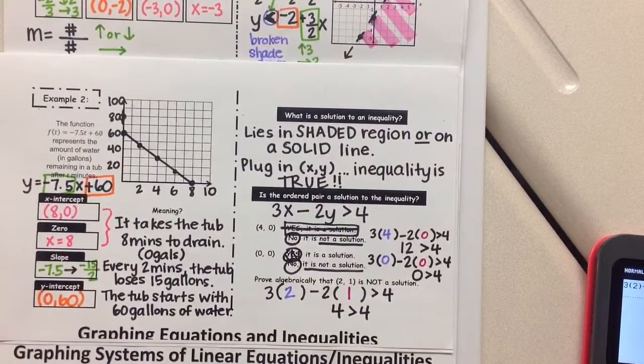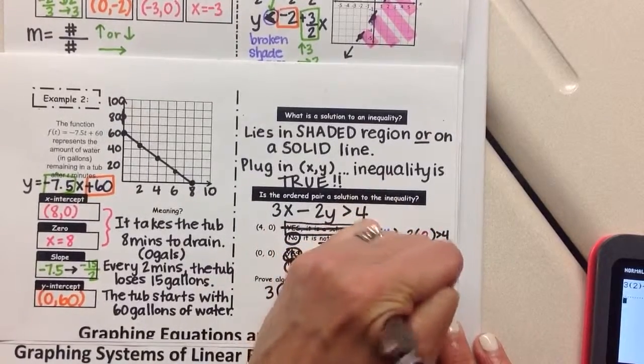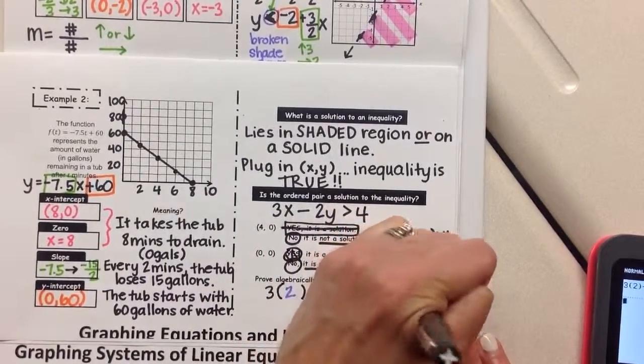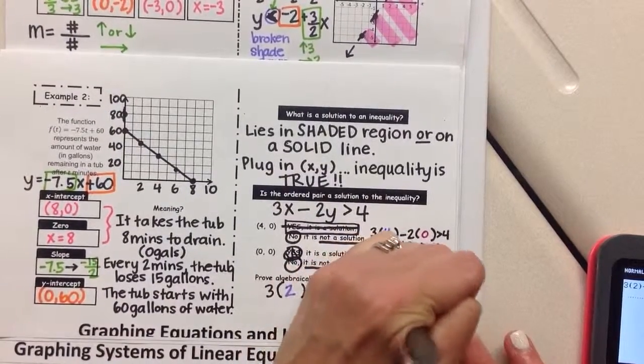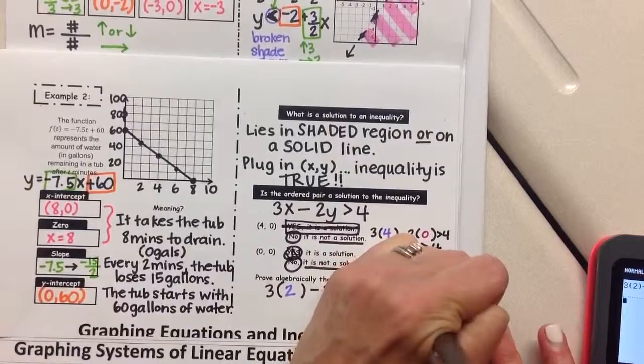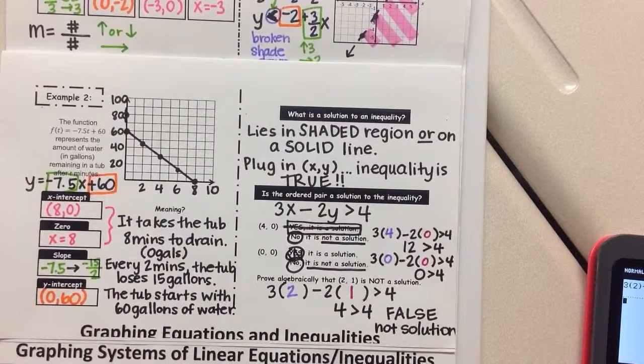If I have $4 and you have $4, who has the greater amount of money? Well, nobody, because we have the same amount of money, and your dollar amount is not bigger than my dollar amount, so this is false. So it is not a solution. False. Not solution. Okay? That's what false means.